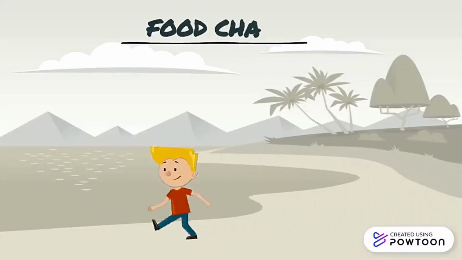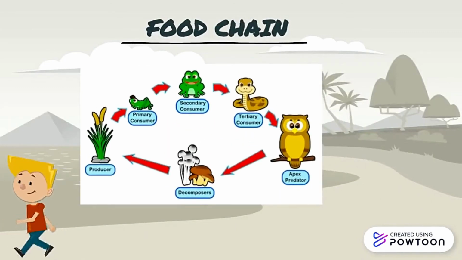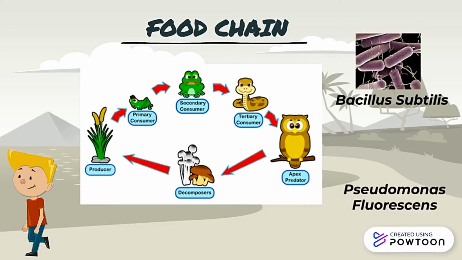Food chain is a linear network of links in a food web. Organisms in this level of the food chain provide nutrients for the producers, which are plants, who in turn are eaten by the consumers in the next level, such as Bacillus subtilis and Pseudomonas fluorescens.